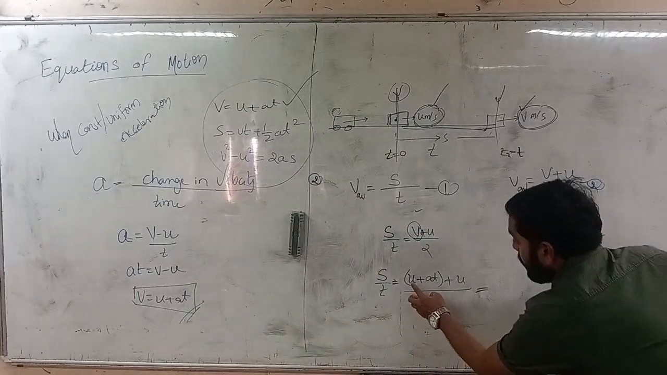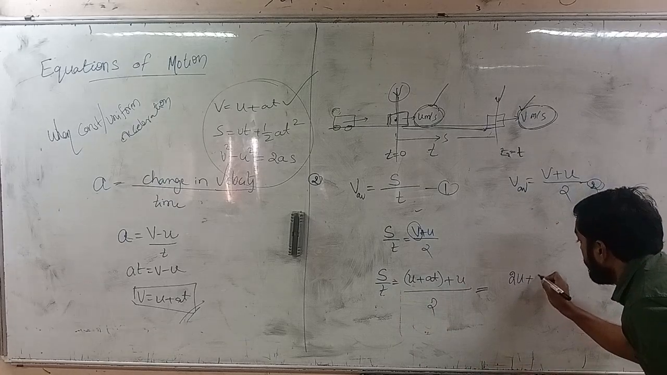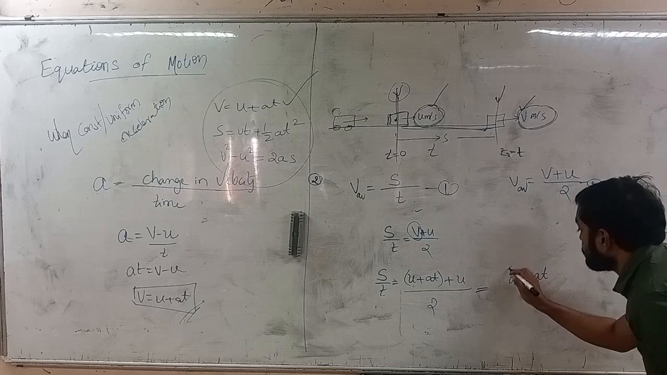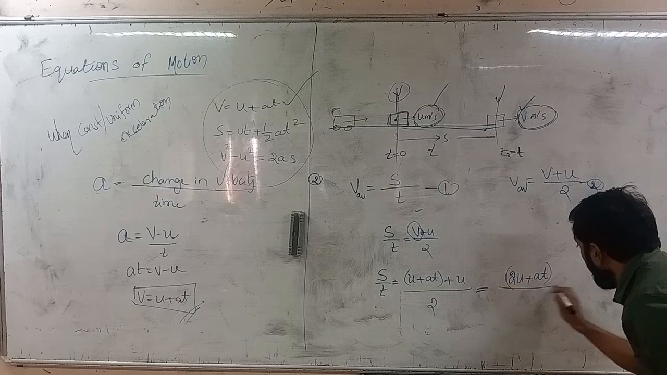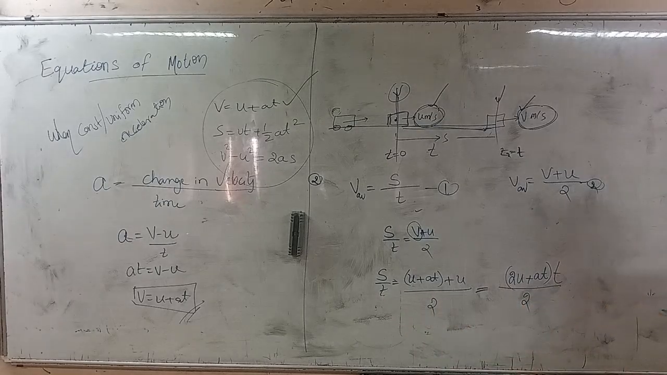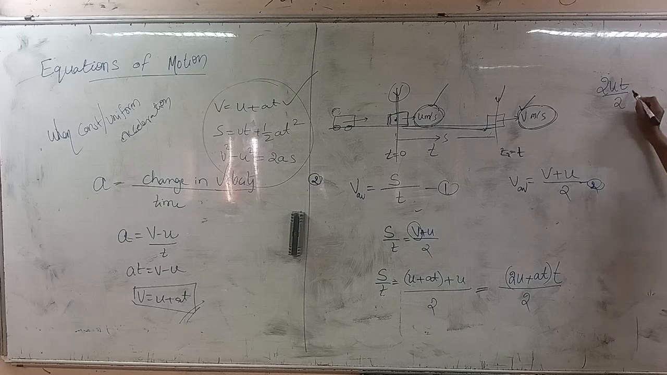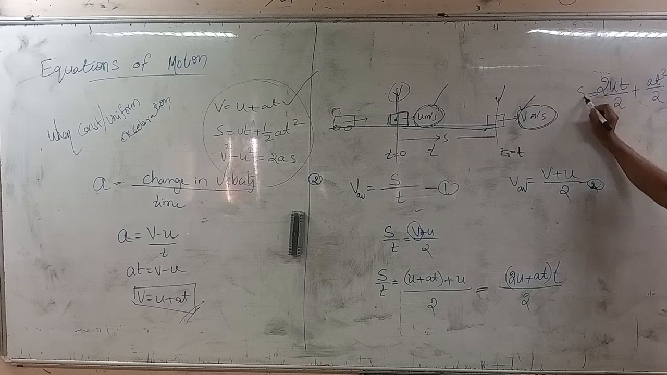This will become 2U plus AT by 2, and taking this T, so 2UT by 2 plus AT square by 2. This is equal to S.